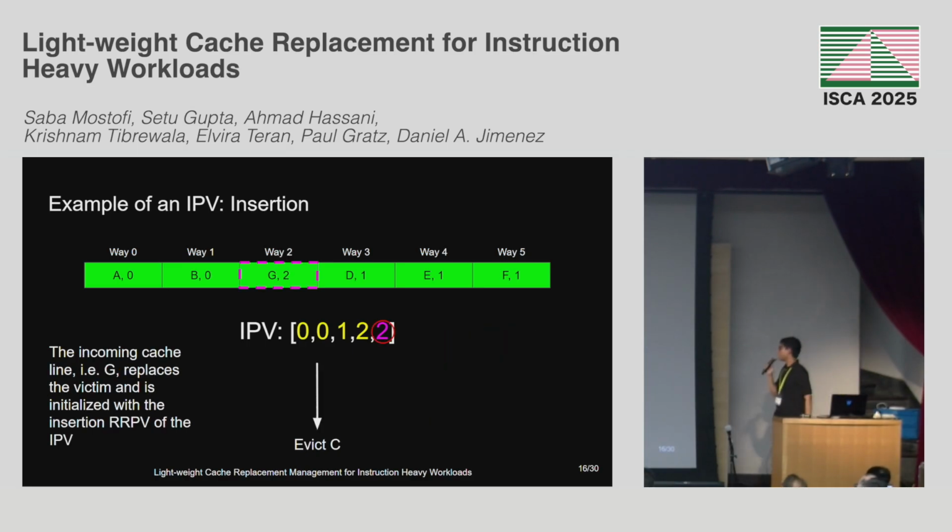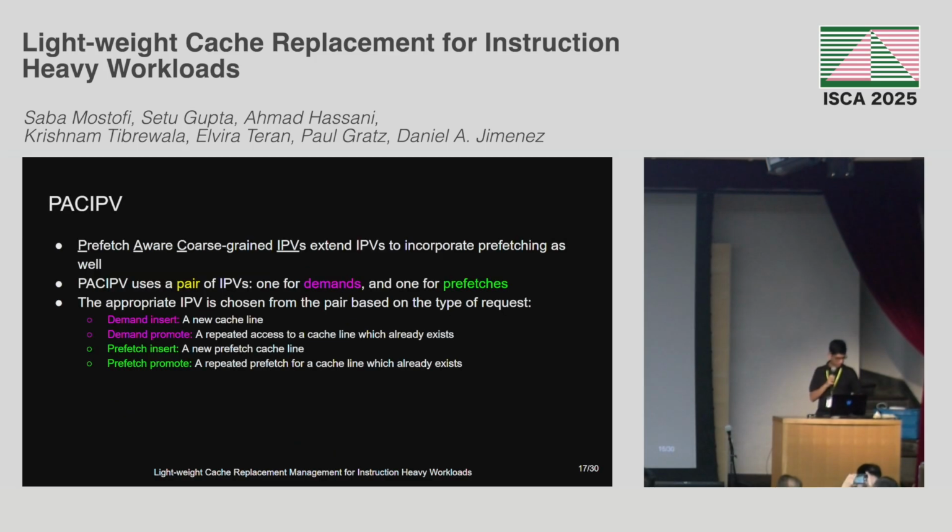So we evict C and we insert the incoming cache line G, and the incoming cache line is inserted at position 2 because that's what's represented over here. So this thing is basically what we have over here. So that was what IPVs were.